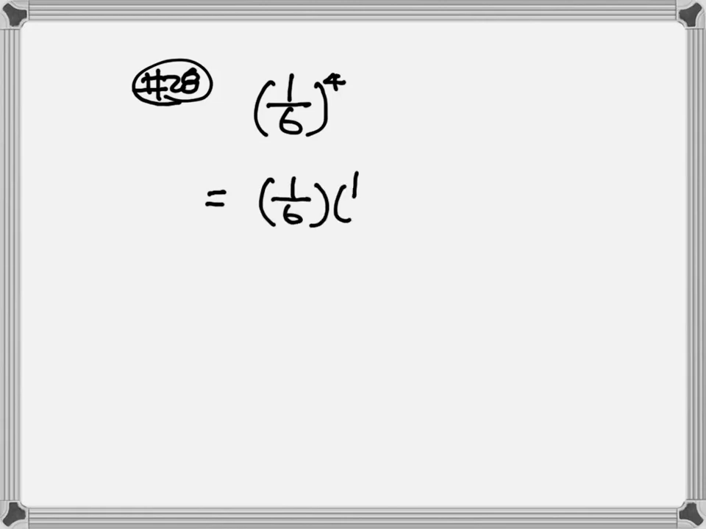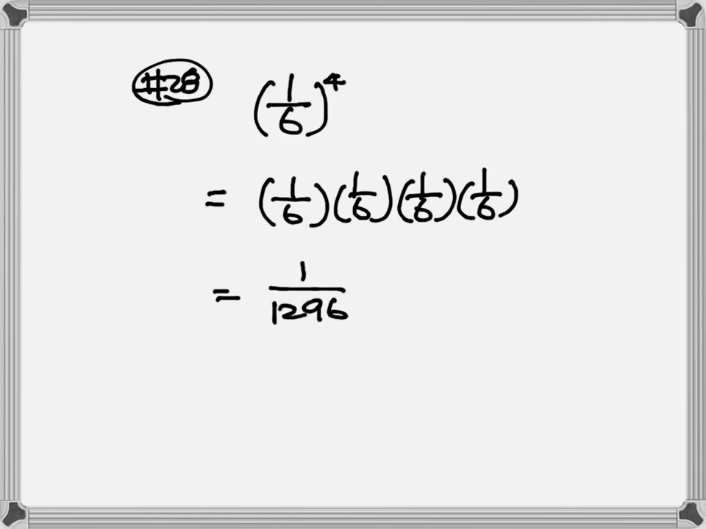Now, let's look at number 28. We have (1/6) to the 4th power. So here, you multiply the parenthesis itself 4 times. So it will be 1/6 times 1/6 times 1/6 times 1/6. So the top is to multiply a whole bunch, 1 is still a 1. The bottom you multiply 6 times 6 times 6 times 6, it gives you 1296.